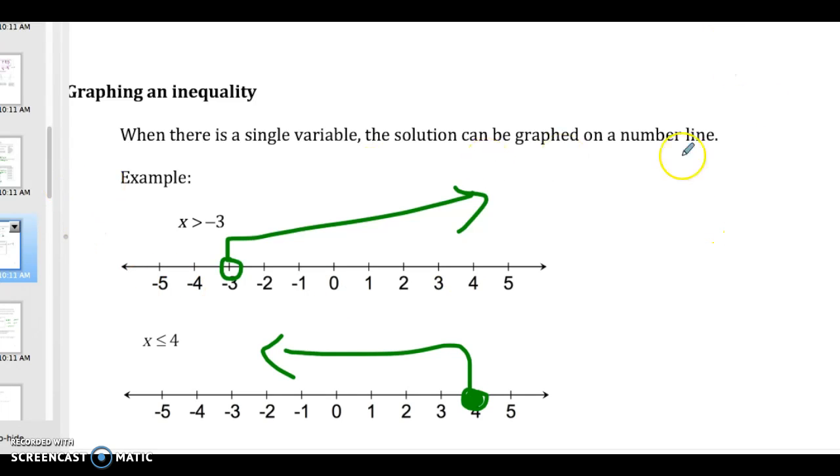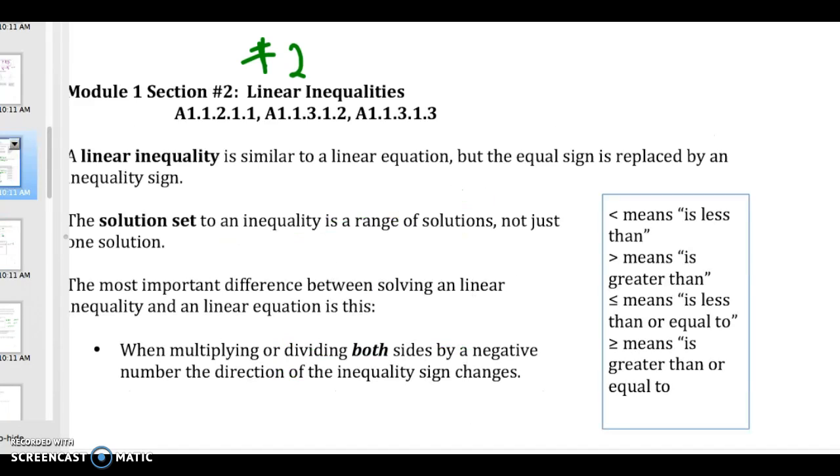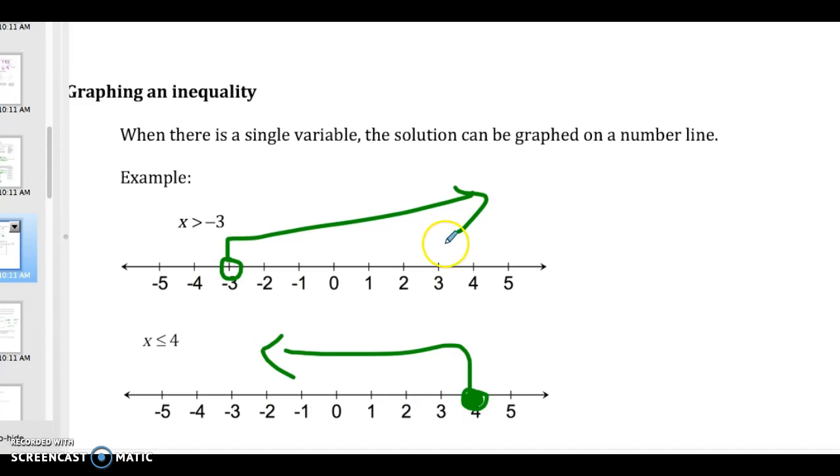Okay, so we are moving on to our next topic here, and we're talking about graphing inequalities. When you're graphing them, you think about x is greater than negative 3. So in this case, we're finding negative 3, and where is x? Where are the numbers that are greater than negative 3?